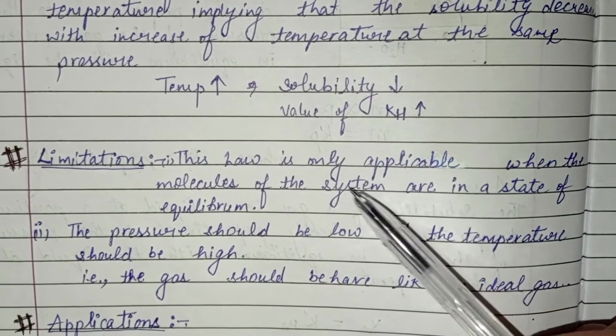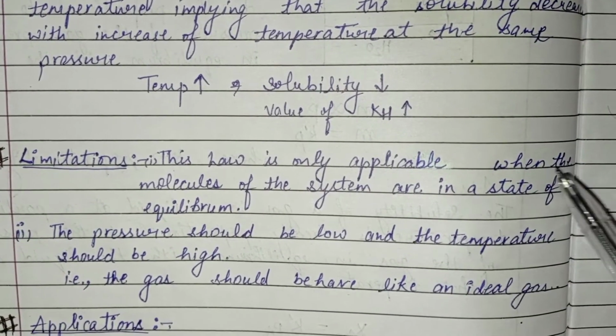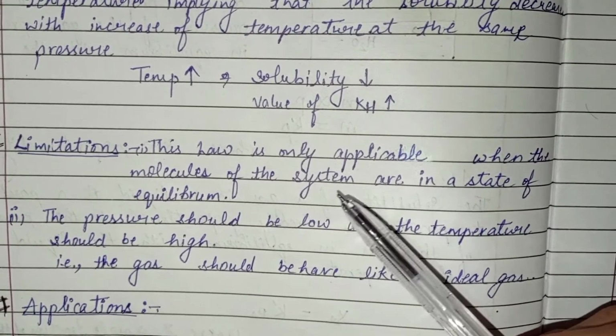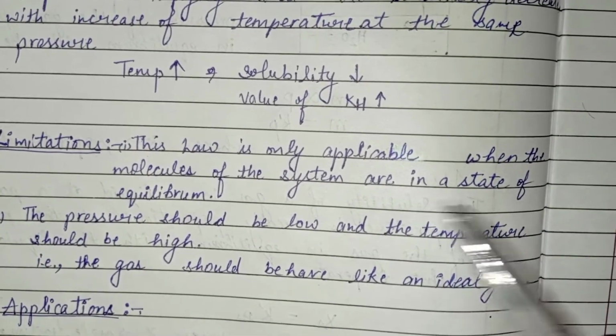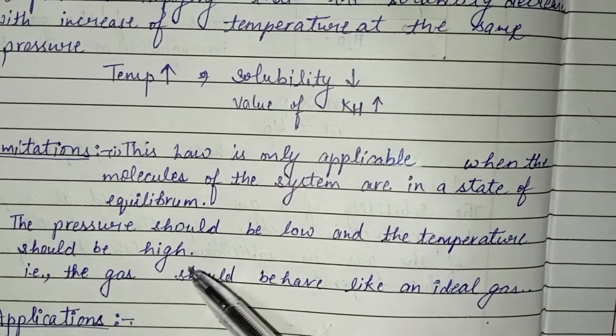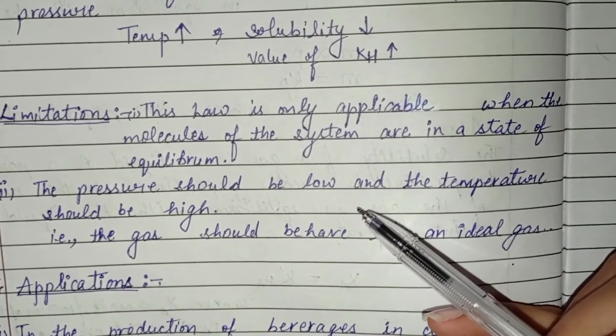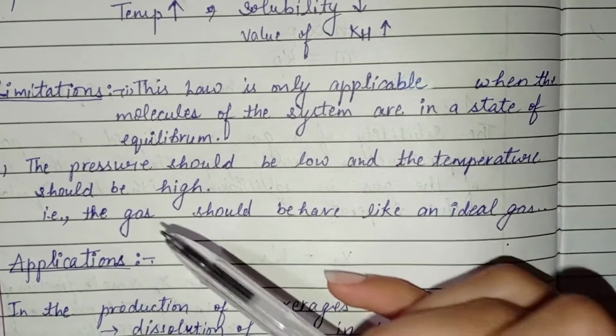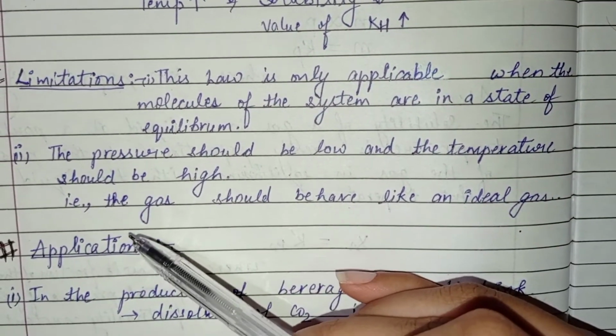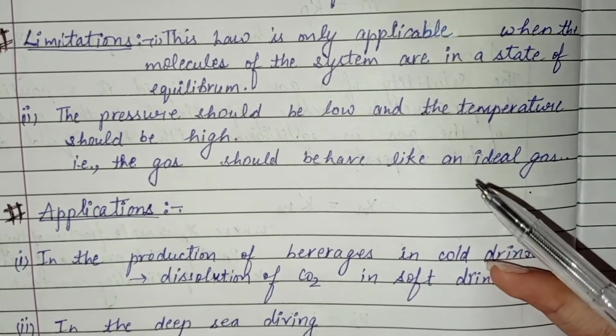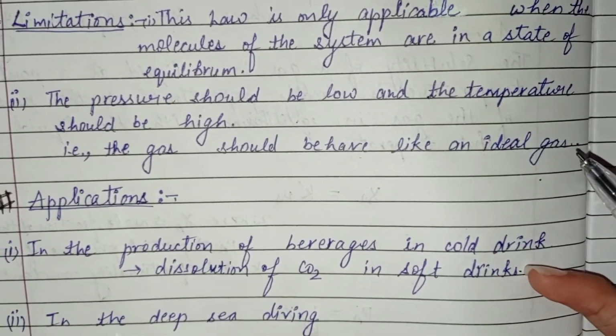Now let us talk about the limitations. This law is only applicable when the molecules of the system are in a state of equilibrium. And the pressure should be low and the temperature should be high. That is, the gas should behave like an ideal gas.